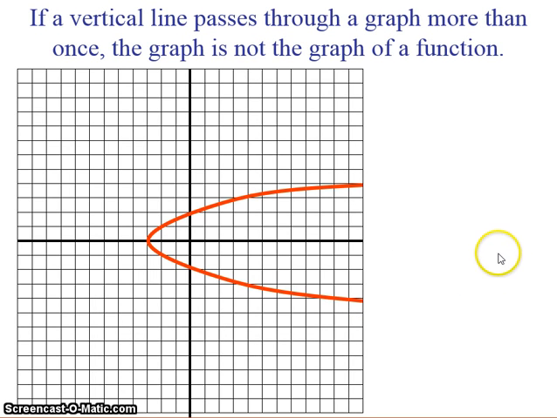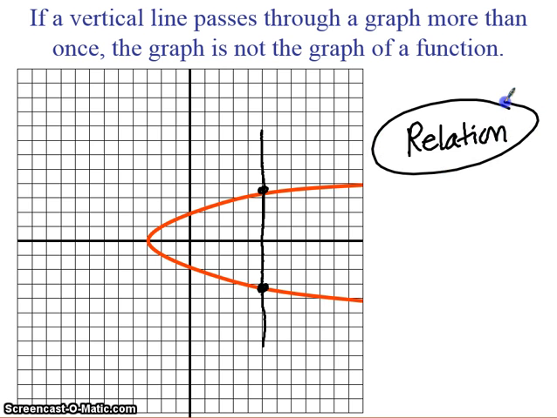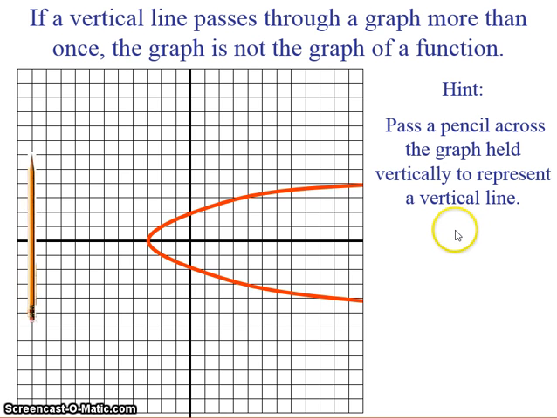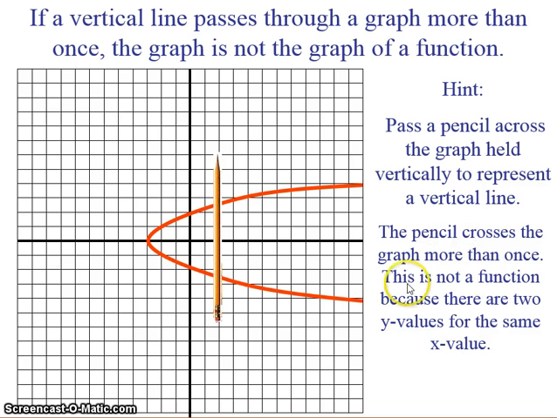What do you think about this graph? Would it be a function? No, because if you draw a vertical line, do you see how it's touching at more than one spot? Then this is a relation because it touches at more than one spot. As you think about this, you can pass your pencil because that's a very nice vertical line that you have, and again see that it touches at more than one spot and is therefore not a function because it's touching two y values for the same x value.